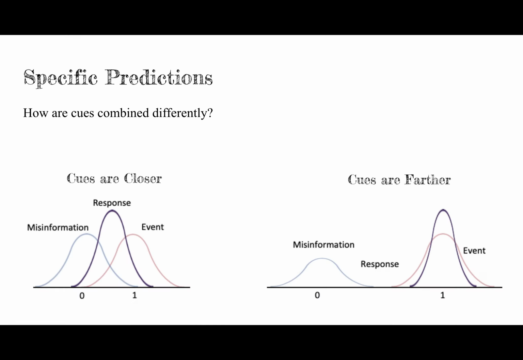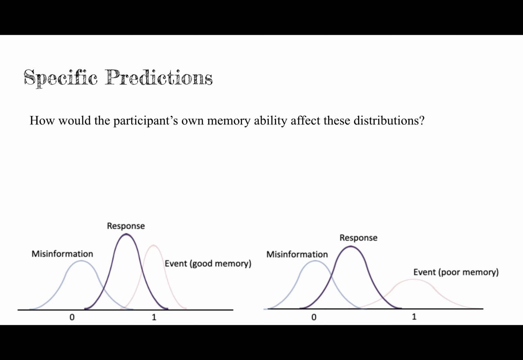How are the cues combined differently? This is referencing the distance between the event and the misinformation. The closer the 2 cues are, the more likely the response curve will be in the middle, since there's a greater likelihood of combination. The farther apart the 2 cues are, the less likely there will be a combination of cues. The response will more likely be either over the event or the misinformation. How would the participant's own memory affect these distributions? We believe that those with better, more reliable memory should be less vulnerable to misinformation.